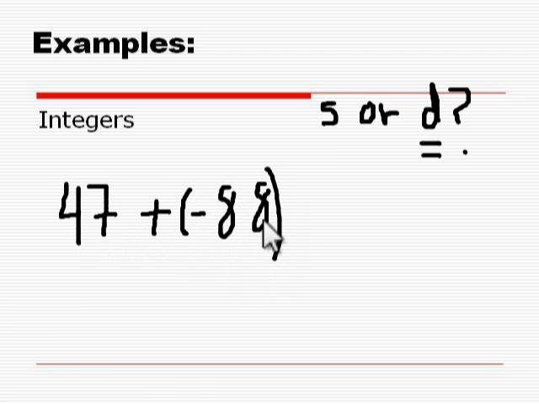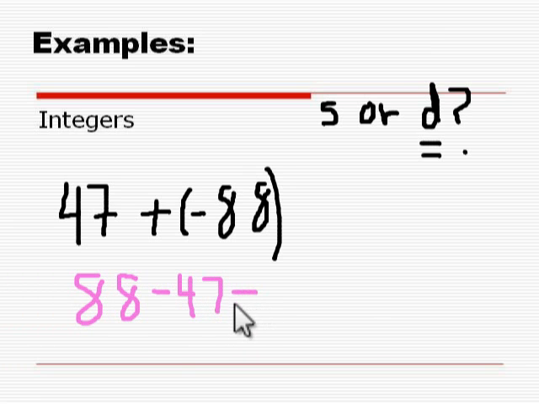Okay, so 47 plus negative 88. Again, the signs are different, so we're going to take the absolute values of those numbers, which is going to give us 47 and 88. So then we're going to subtract 88 minus 47. If you can't do it mentally, you should do it vertically, but I picked numbers that I could do mentally. So that gives me 41.